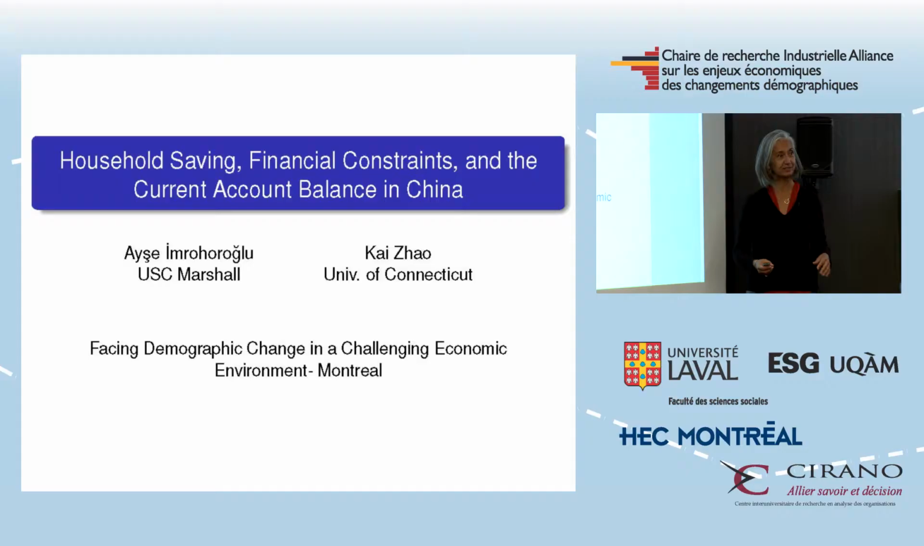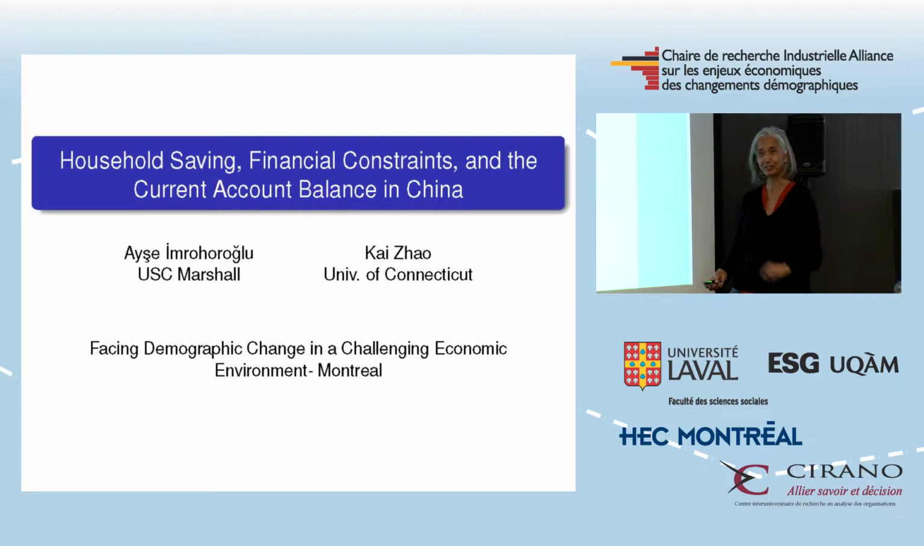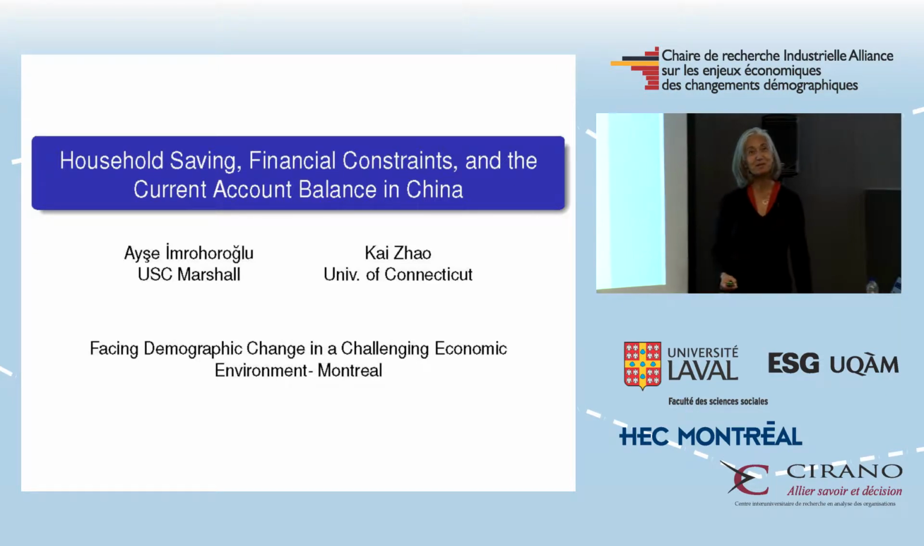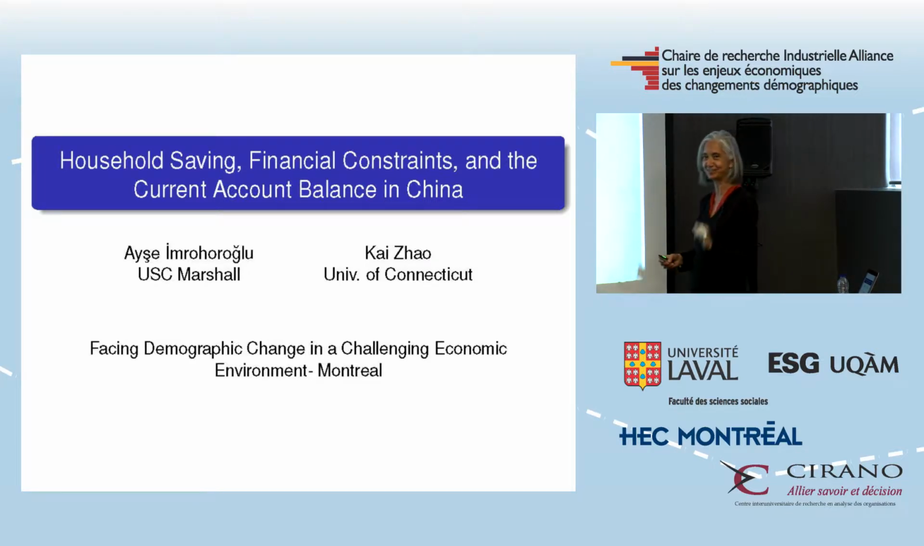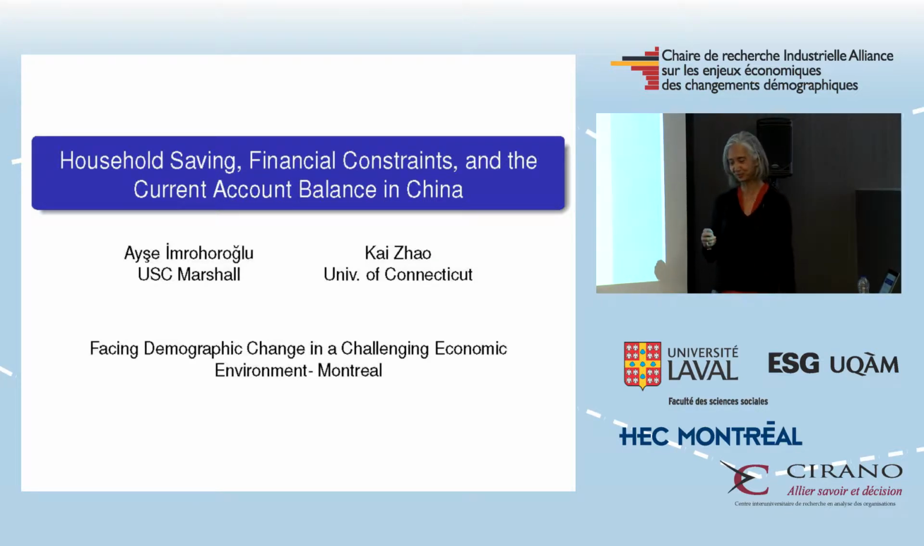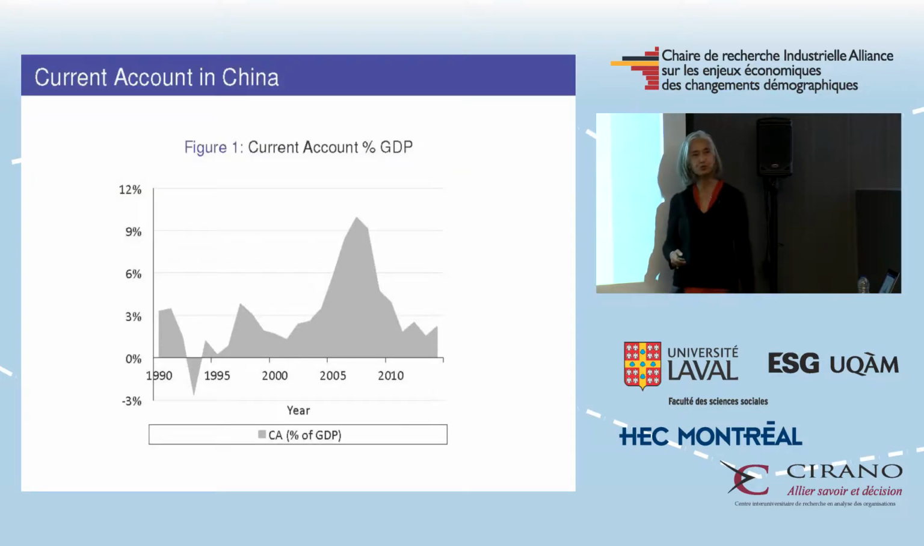So, changing course a little bit, I'm going to talk about the current account balance in China. But the model is going to be a dynastic model, so not as sophisticated as hers, but you're going to see lots of similarities. And it's joint work with Jackie from the University of Connecticut. So I'm going to show you a bunch of data that got us started to work on this project.